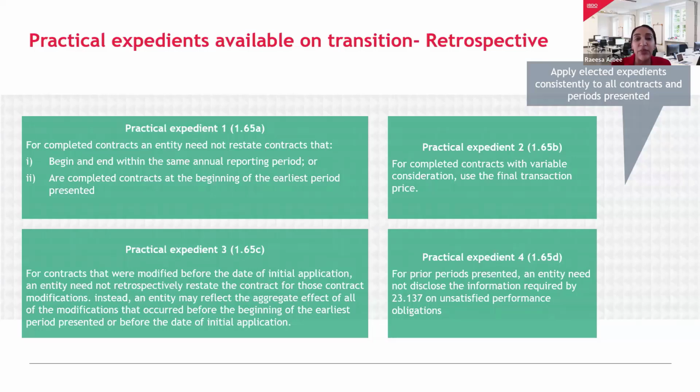The last practical expedient specifically relates to some disclosure around unsatisfied performance obligations and says that you don't need to provide this disclosure for prior periods.